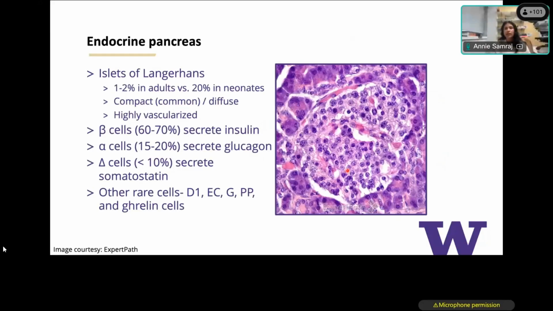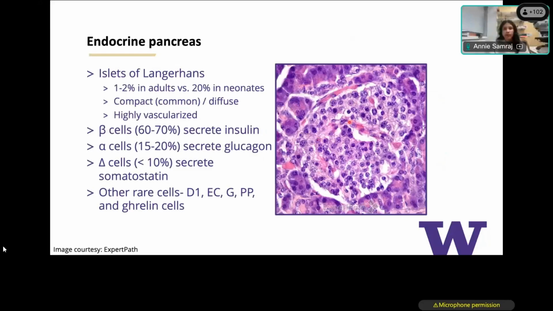Endocrine, on the other hand, does not have a duct system. So the secretions that it makes are directly dumped into the vasculature. So it's highly vascular. Here you can see these capillaries within the islets and surrounding the islets. So whatever secretory products the islets are making directly enter into the systemic circulation, as opposed to exocrine, which is more local action.